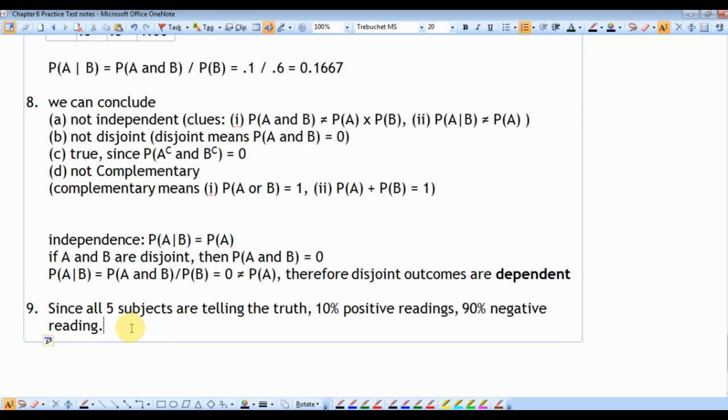When it says 10% positive readings, does that mean the machine is correct, or does it just mean they're lying? That just means the machine says you're lying. Oh, so it's an error. Exactly, it's an error. 10% of the time it's making a mistake. Okay, so what's the probability of observing no positive readings? What's the probability of a negative reading? 0.9. Right? How many of them are we getting? 5 of them. So 0.9 to the fifth.